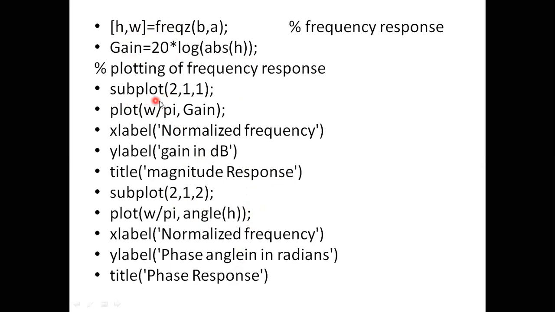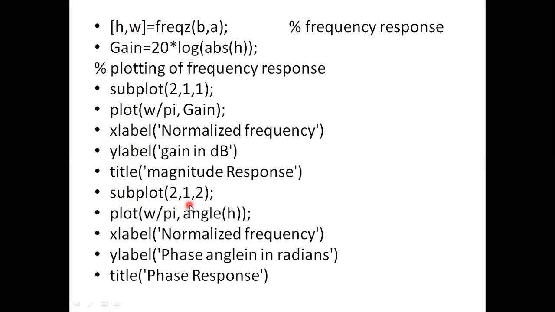So subplot, two rows, one column. First plot is your magnitude plot. This is the meaning of this line. So now plot it. Plot this gain versus frequency. This frequency omega you got here. So divide by pi. Pi is nothing but your 3.14, that's pi. Then after plotting, give the X label, give the Y label, and give the title of your plot.